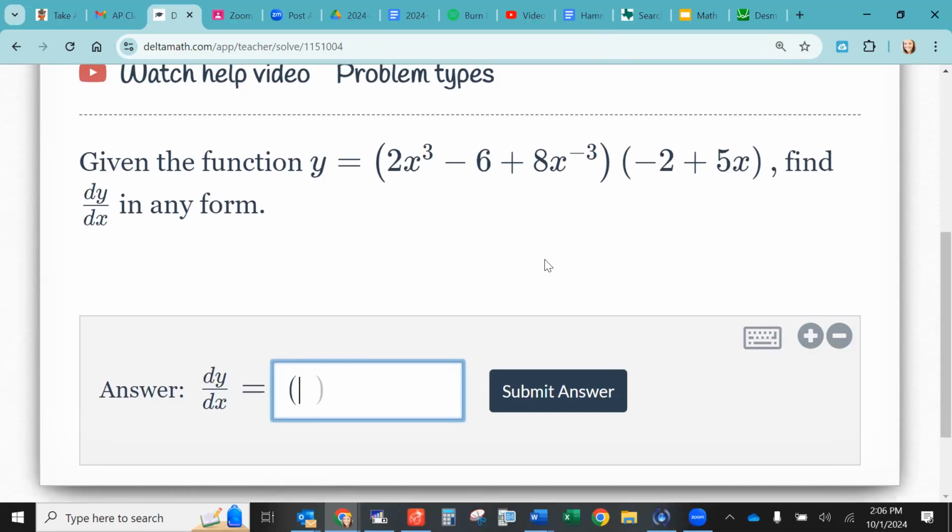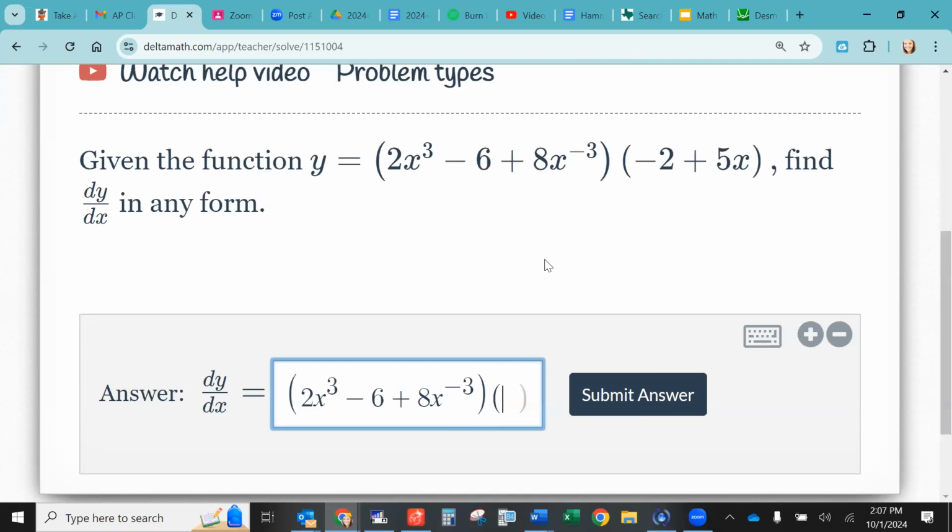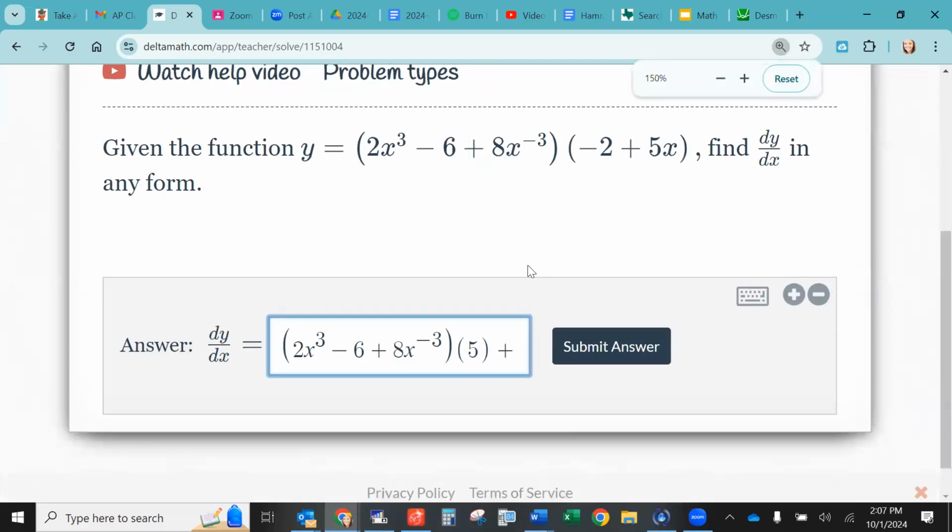So you would do your u is 2x cubed minus 6 plus 8x to the negative 3 times. Then remember it's u times v prime. What's the derivative of this piece? Just a 5, so put parentheses 5. For product rule, it's a plus in the middle. Then remember, I do this one times that one's derivative. This is the first one.